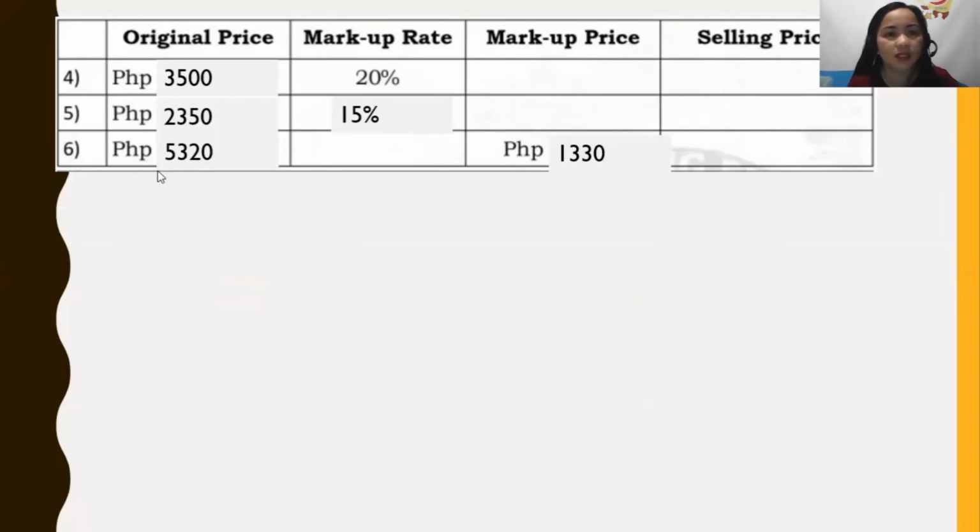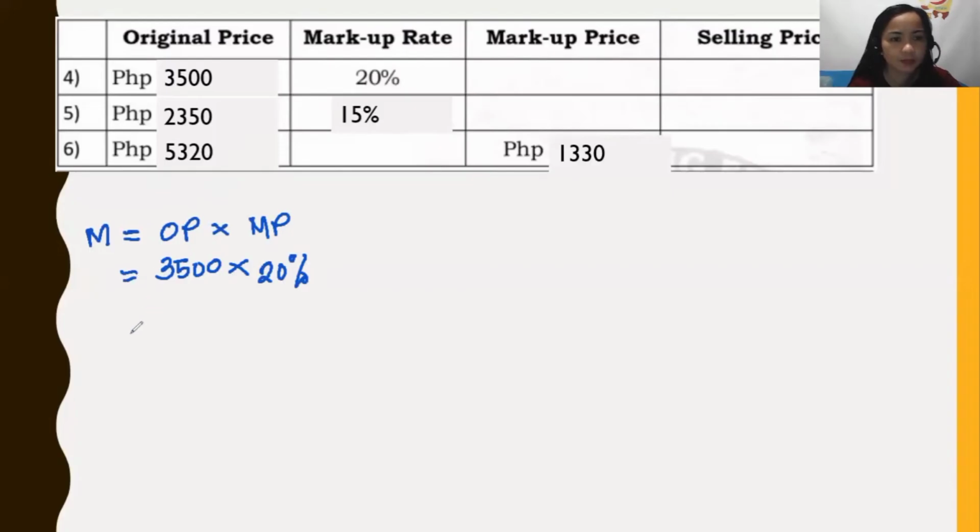If the original price is 3,500 and the markup rate is 20%, so paano natin kukumputin yung markup price? Or yung markup is equal to original price times markup rate, and that is 3,500 times 20%. So, mentally, ang 10% ng 3,500 ay 350. At 20%, dalawang 350, the answer is 700. Tingnan nyo natin.